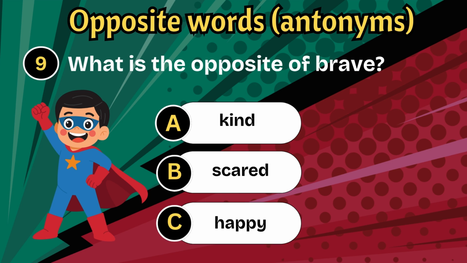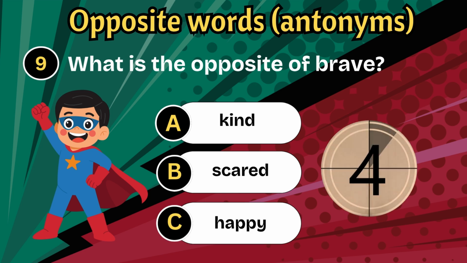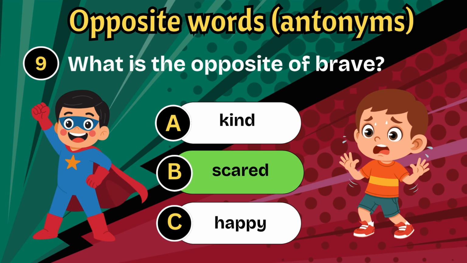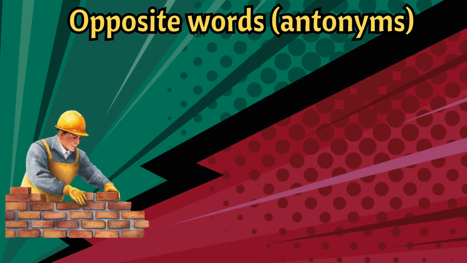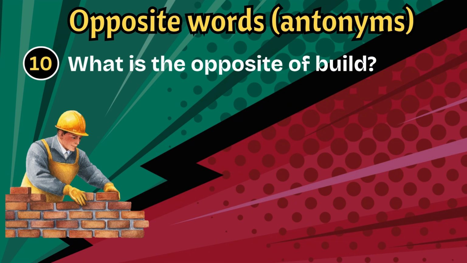Brave means not afraid. The correct answer is scared. Scared means feeling afraid. Being scared is a normal, temporary feeling that happens when your brain thinks something might be dangerous or new. What is the opposite of build?